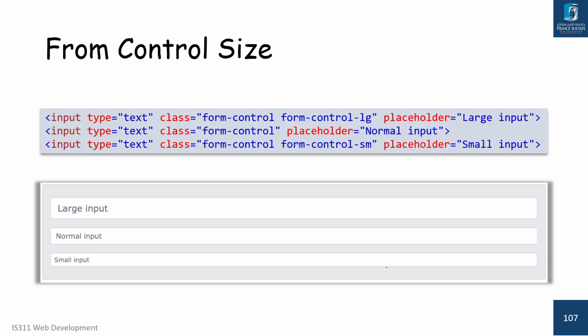Then we can also make the control large, small, or normal. If you look at form-control-lg, it makes the text size larger. If we say normal, then it is a normal input. And if we say form-control-sm, it will automatically become smaller compared to the normal or the larger one. So this is also a possibility. Based on our screen size, we can try to reduce the font size or the size of that input field.